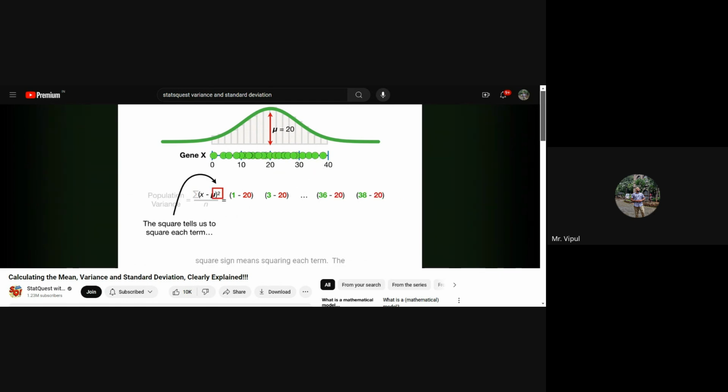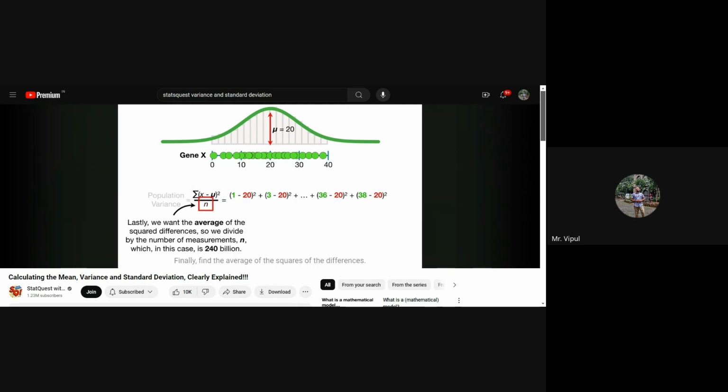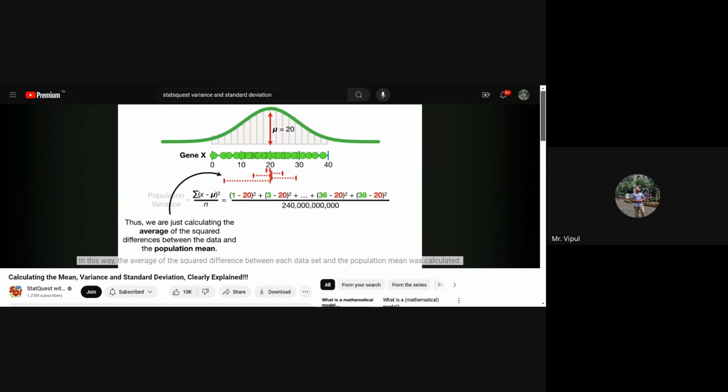The square tells us to square each term. And the Greek character sigma tells us to add up all the terms. Lastly, we want the average of the squared differences, so we divide by the number of measurements, n, which in this case is 240 billion. Thus, we're just calculating the average of the squared differences between the data and the population mean.